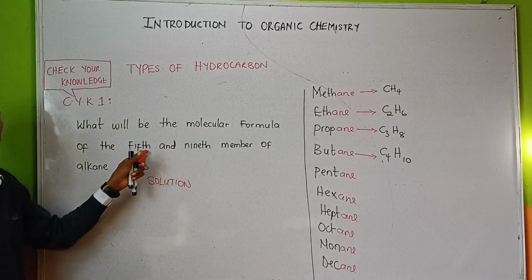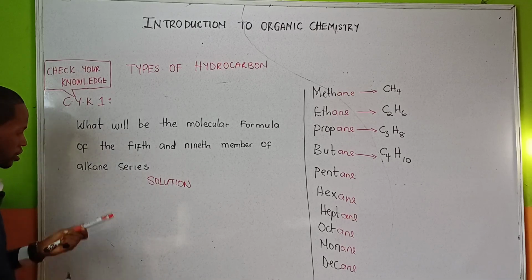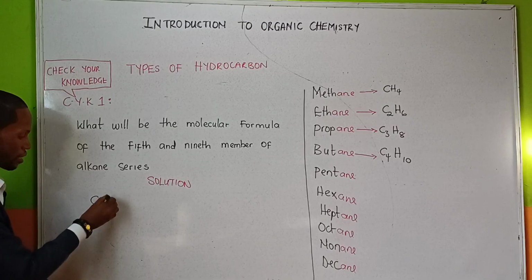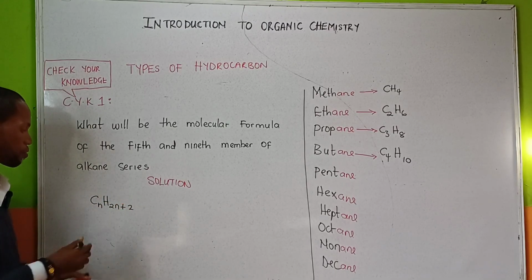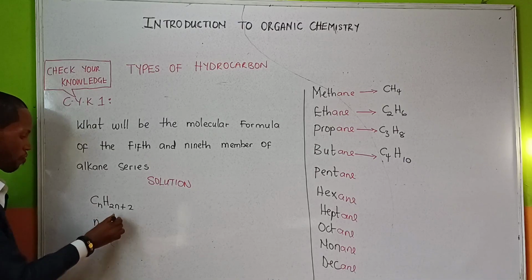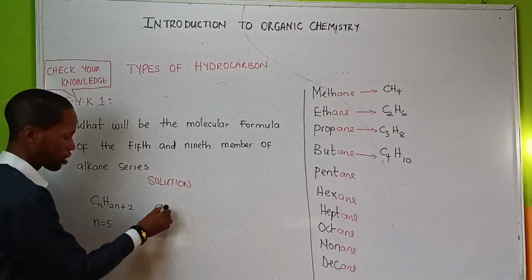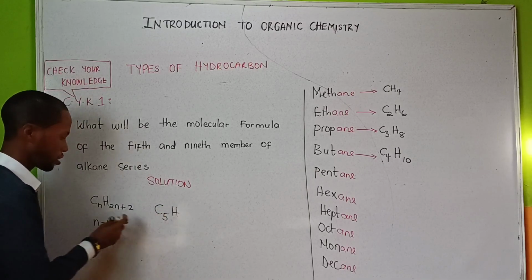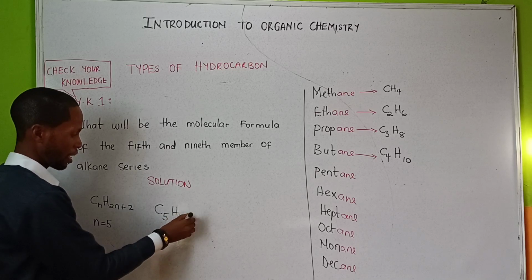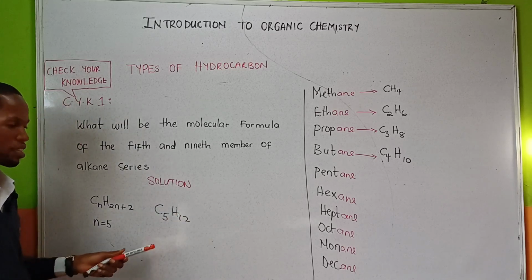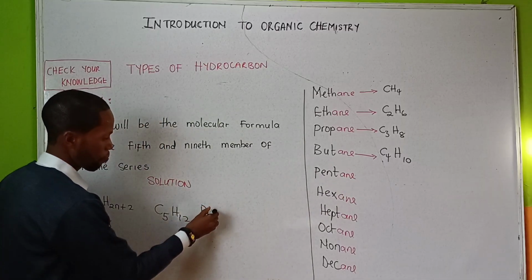For the 5th member of the alkane series, recall we have the general formula CnH2n+2. So the 5th member, n equals 5. When n is 5, we have C5H, 2 times 5, 10, plus 2, that's 12. So the 5th member is C5H12, which is pentane.